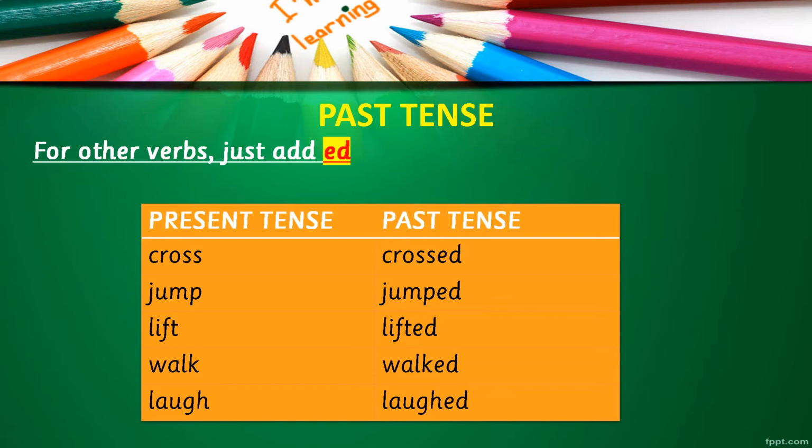For example, if you have the verb cross in the present tense, it will change to crossed. Similarly, jump will change to jumped, lift will change to lifted, walk will change to walked, laugh will change to laughed.